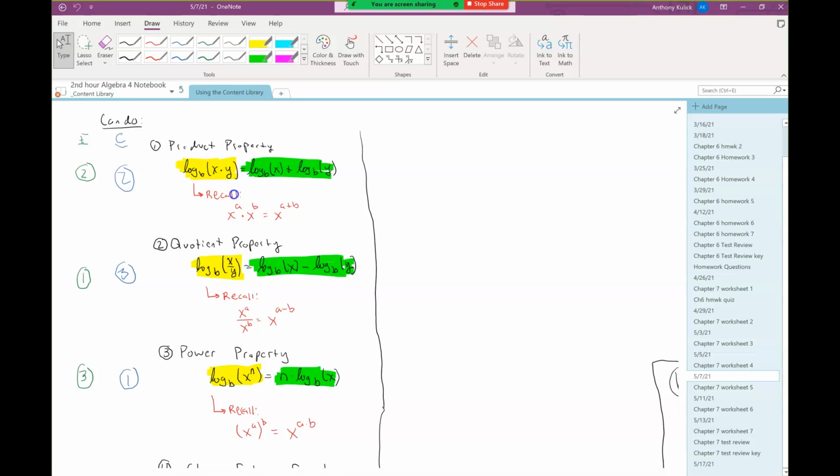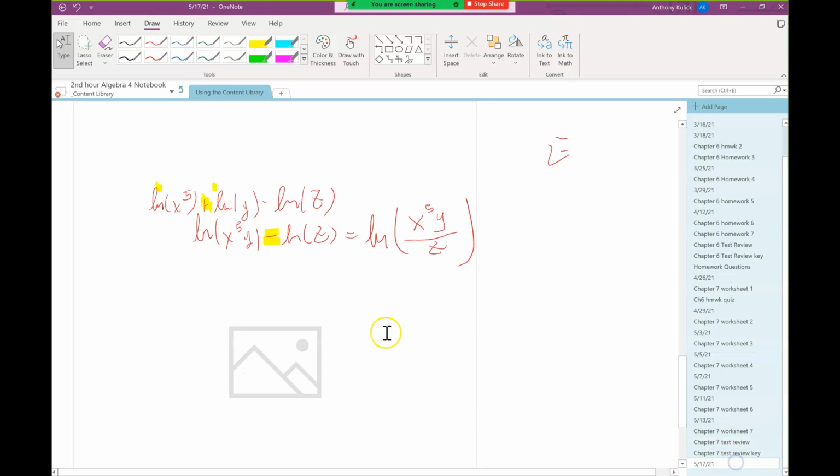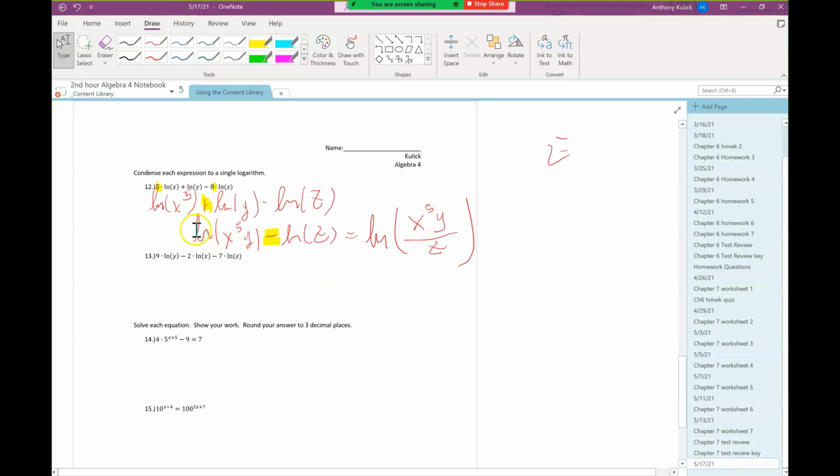Jack? 16. Wait, can I just ask a quick question about the last one? Sure. Where did the 8 go? Like, let's see. Did I just like... Where did the 8 go? Let's see, I forgot to write it down.